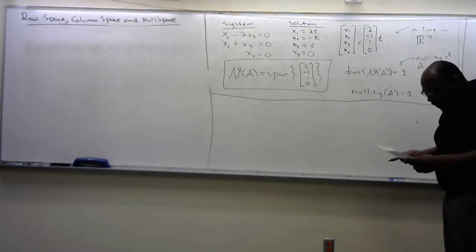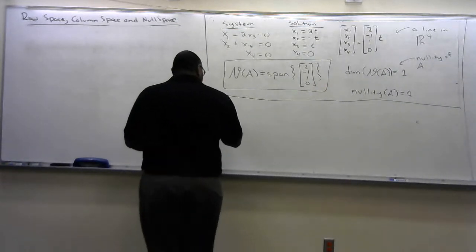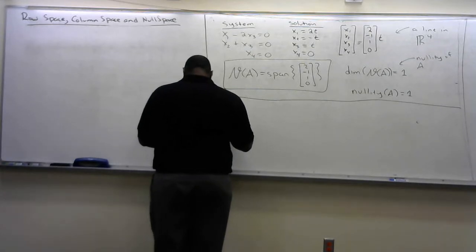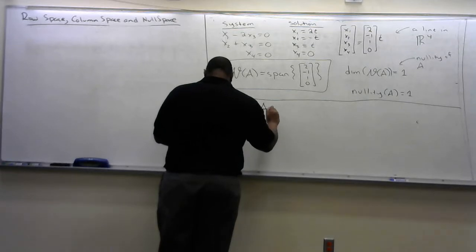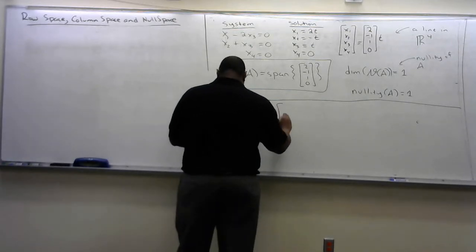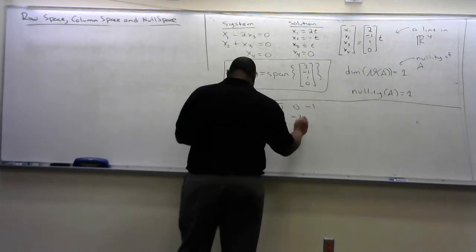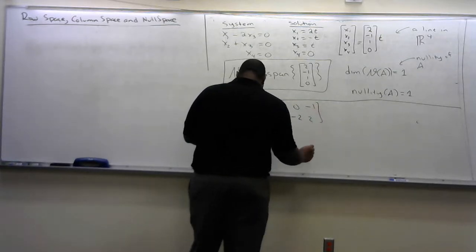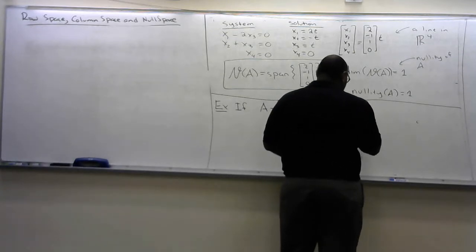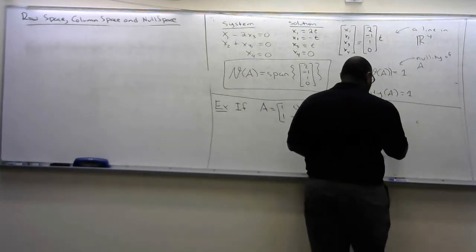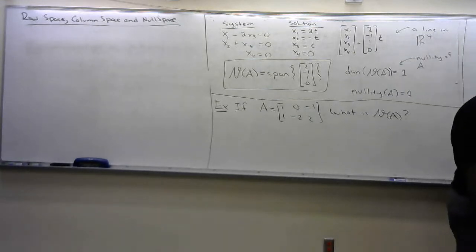Let me write it down here. If A is equal to 1, 0, negative 1, 1, negative 2, 2, what is the null space of A in this case? What's the null space of A?